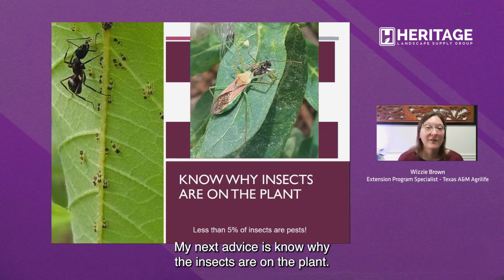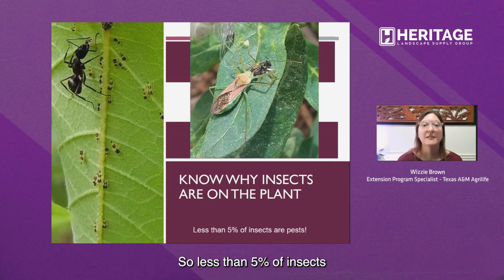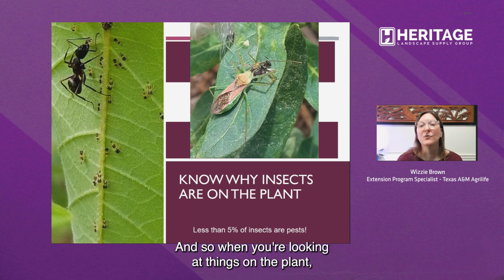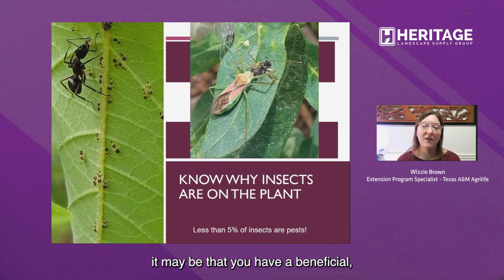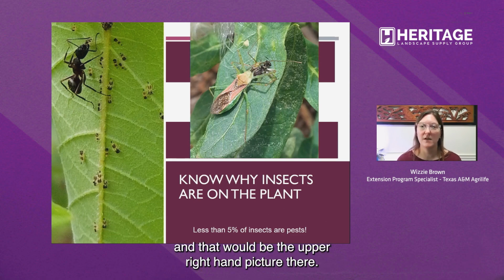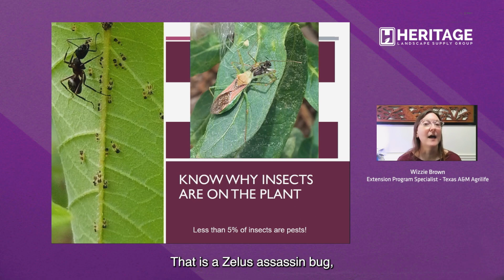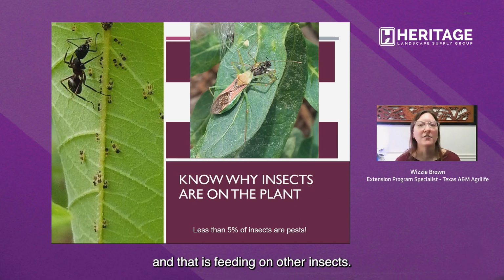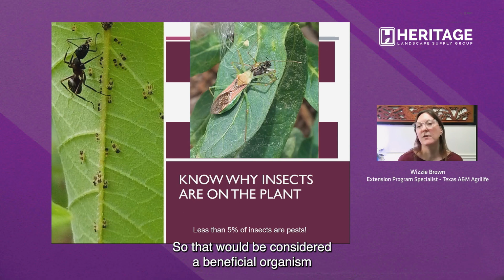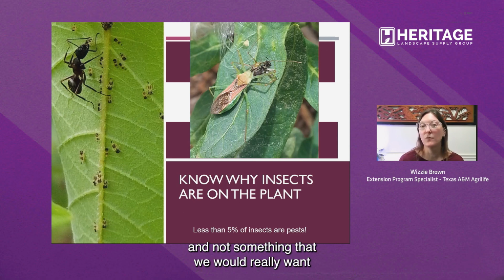My next advice is know why the insects are on the plant. Less than 5% of insects are considered to be pests. So when you're looking at things on the plant, it may be that you have a beneficial, and that would be the upper right-hand picture there. That is a zealous assassin bug, and that is feeding on other insects. So that would be considered a beneficial organism and not something that we would really want to target to kill.